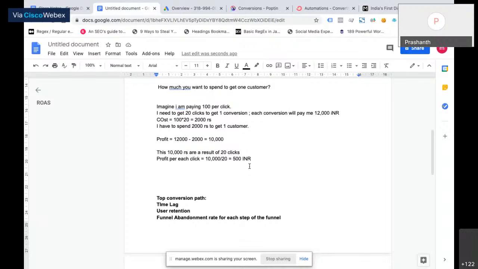Because you know for a certain surety, you know for a certain assurance that, Prashant, when this happens, this is more likely to happen. When I get 20 clicks, one customer is likely to convert. This in mathematics is also called cause and effect relationship.